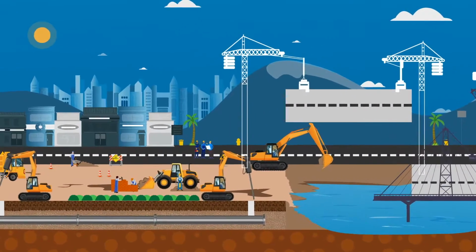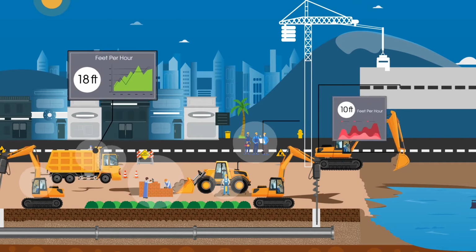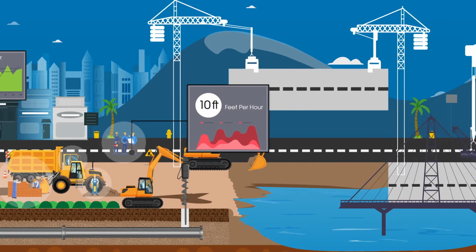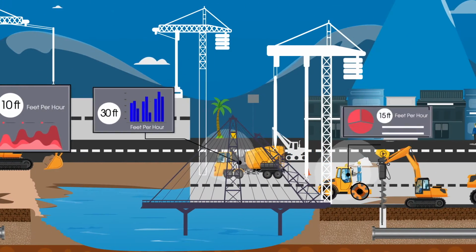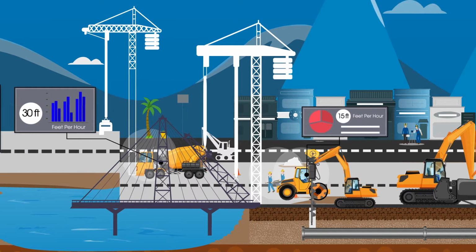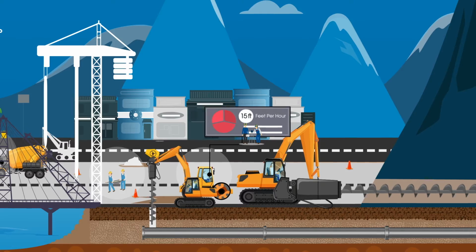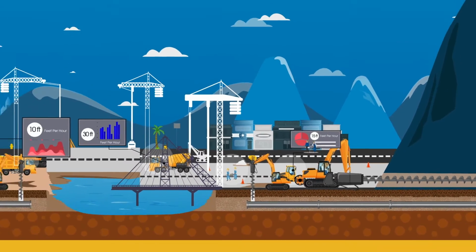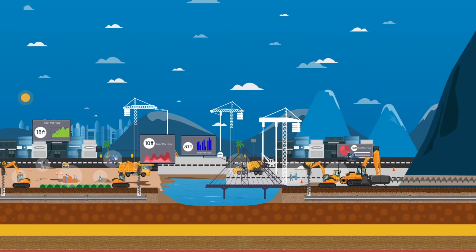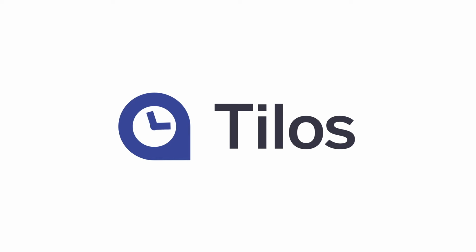Challenges such as managing multiple crews at different locations, moving in opposite directions with varying work rates, and being impacted by restricted access. What if instead you could remove those challenges by truly visualizing your linear project plan and progress? Well, with Trimble Tilos, you can.